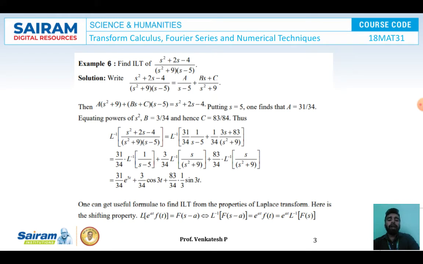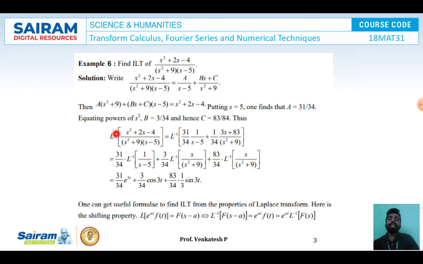So we got the equation (s² + 2s − 4) / ((s² + 9)(s − 5)) equal to (31/34) · 1/(s − 5) + (3/34)s + 83/34, divided by s² + 9. Okay, now I am going to apply the Laplace inverse on both sides of the equation.